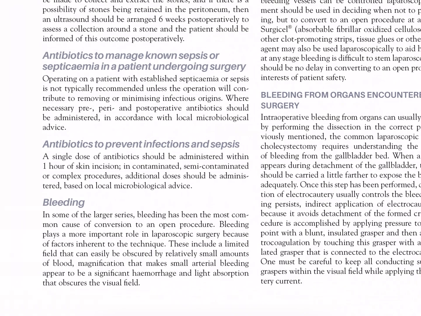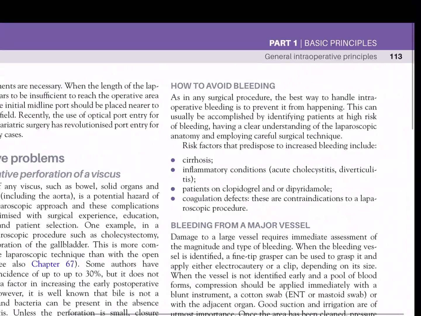Bleeding. In some of the larger series, bleeding has been the most common cause of conversion to an open procedure. Bleeding plays a more important role in laparoscopic surgery because of factors inherent to the technique. These include a limited field that can easily be obscured by relatively small amounts of blood, magnification that makes small arterial bleeding appear to be a significant hemorrhage, and light absorption that obscures the visual field.